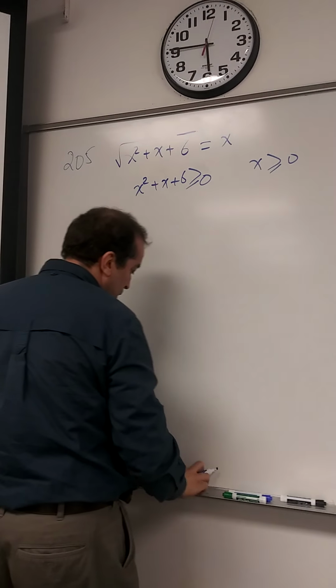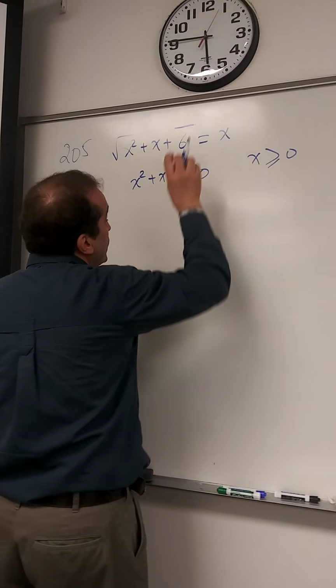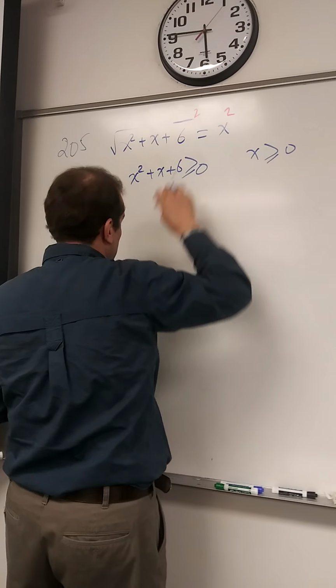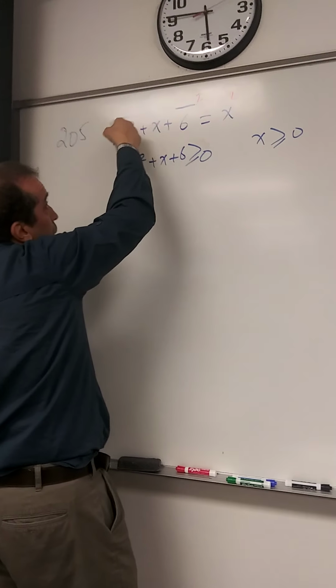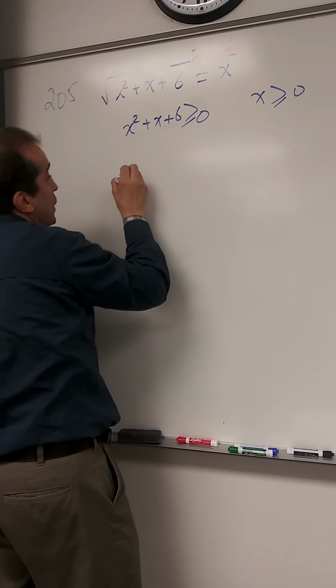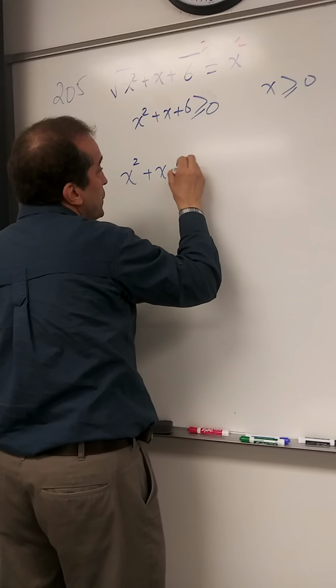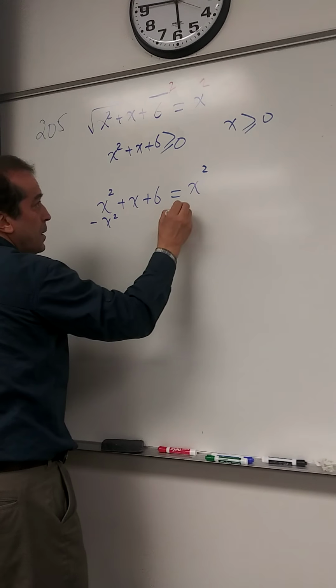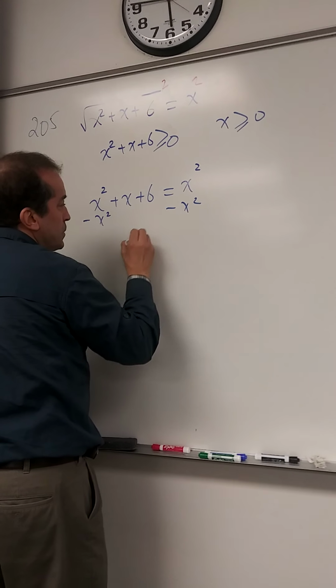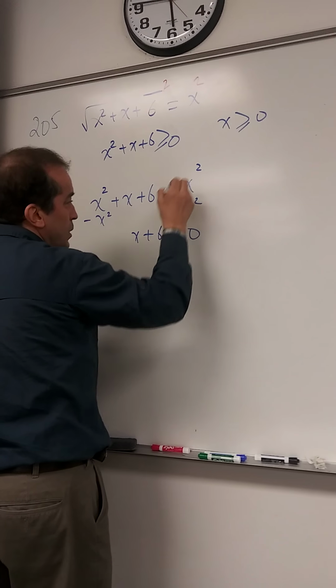So what I'm going to do is square both sides directly. Square this side and then square this side. And this is what you will end up with. When you square a square root, you will end up with what was under it. X squared plus x plus 6 equals x squared. Subtract x squared from both sides. So that gives you x plus 6 equals 0.